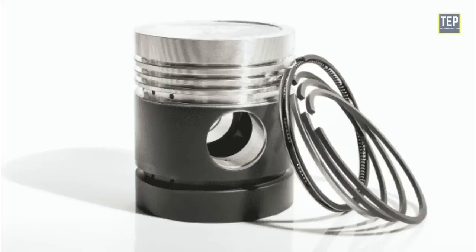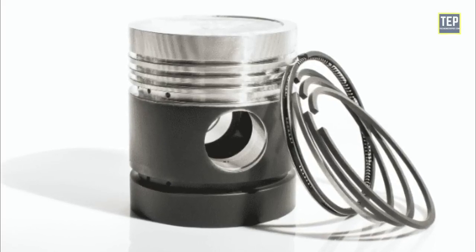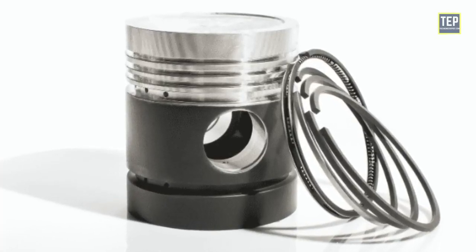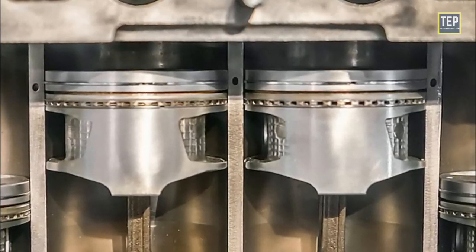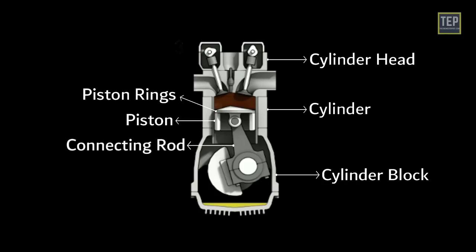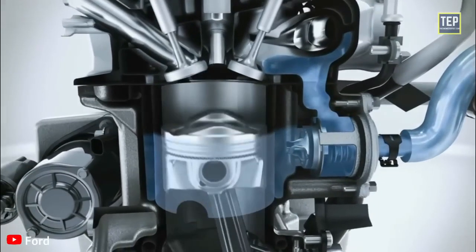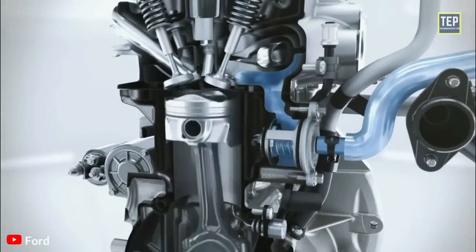Piston rings are metallic split rings attached to the outer diameter of a piston in an IC engine or steam engine. Piston rings are used for sealing the combustion chamber so that there is minimal loss of gases to the crankcase. Connecting rod connects the piston to the crankshaft. The reciprocating motion of the piston is converted into rotary motion of the crankshaft.